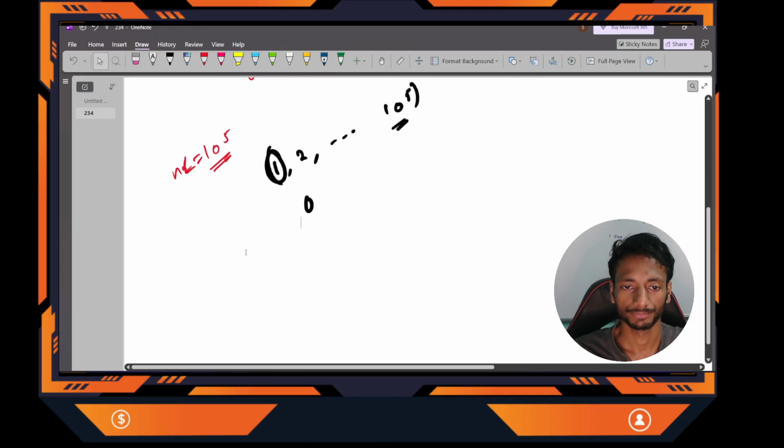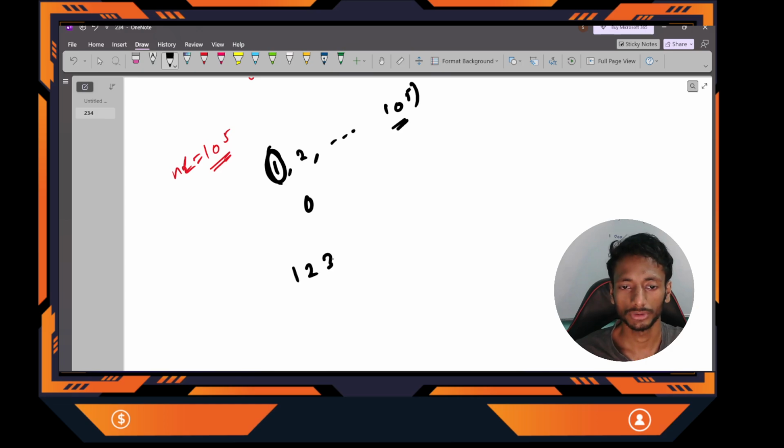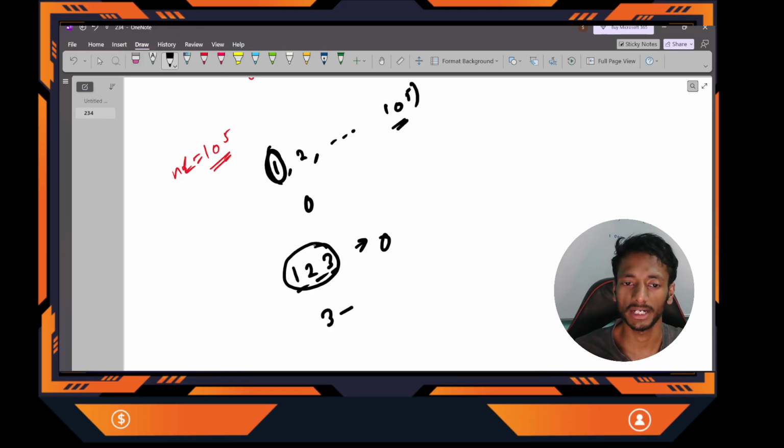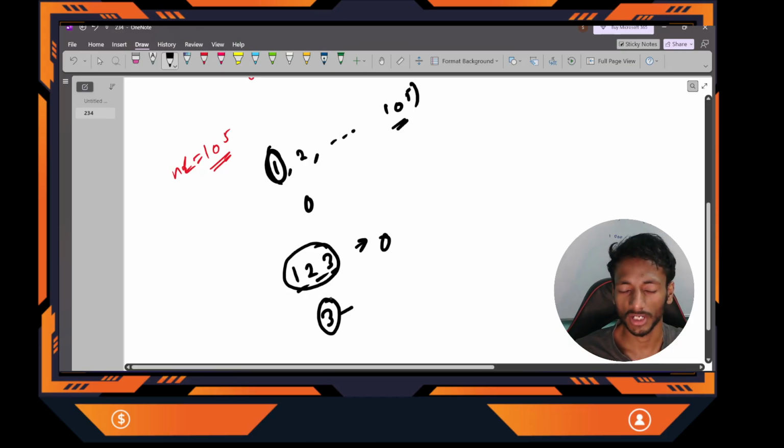Suppose we have 1, 2, 3. Suppose our current number has these 3 digits. So how many commas can I place? 0. How do we know that it will be 0? That depends on the digits: to place one comma, I need at least 4 digits, right? So we ask how many digits I have: 3. Is it greater than or equal to 4? No. So that's why it will be 0.